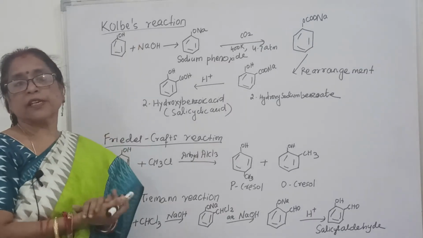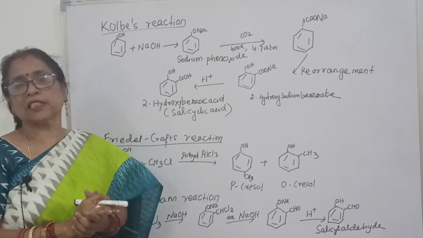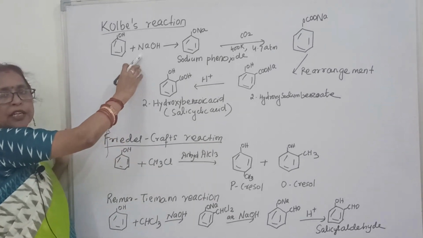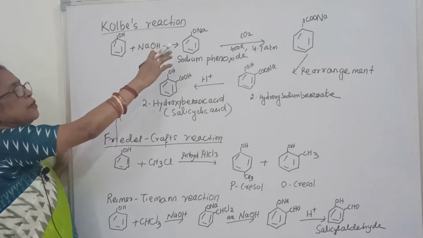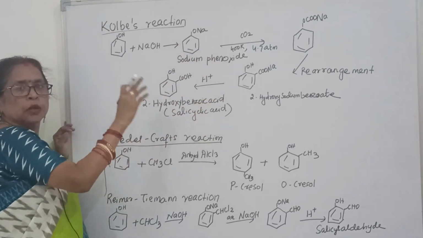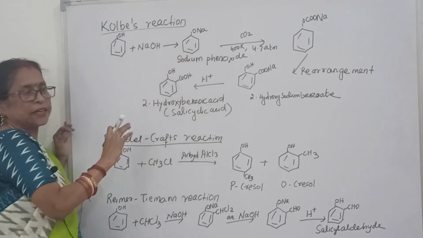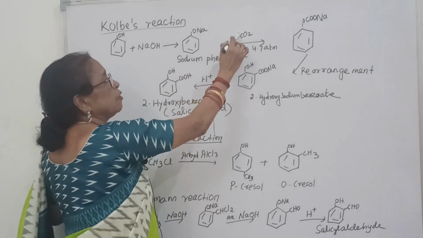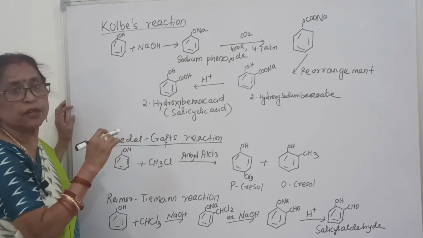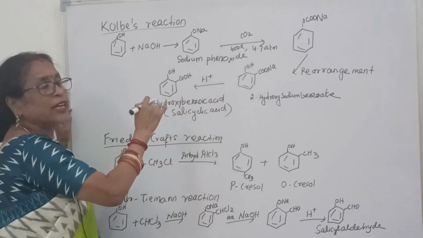What is Kolbe's reaction? Kolbe's reaction is named according to the scientist's name. Here first you take phenol and sodium hydroxide. You know phenol, here hydrogen is replaced by Na, and that is called sodium phenoxide. You know before, sodium hydroxide when treated with phenol gives sodium phenoxide. And after that you treat with carbon dioxide, temperature 400 Kelvin and pressure 4 to 7 atmosphere, and carbon dioxide acts as a weak electrophile.